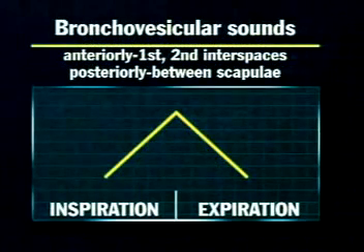Bronchovesicular sounds have an intermediate pitch and intensity. Inspiratory and expiratory sounds are about equal in duration, and a silent gap may or may not separate them. These sounds may be heard in the first and second interspaces anteriorly and between the scapulae posteriorly.